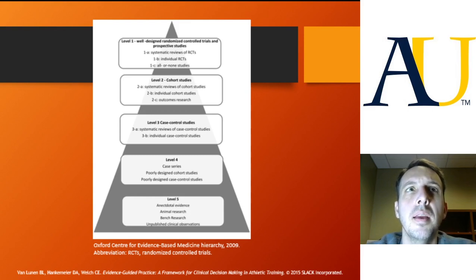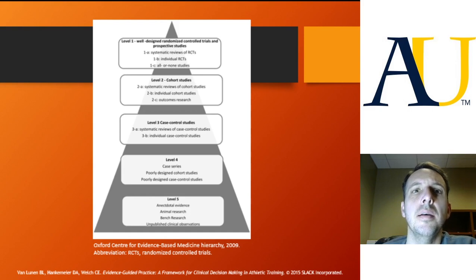But when we look at this, you can see level 1 now is well-designed, systematic, well-designed randomized controlled trials and prospective studies. And then they have the different subgroups that have been associated with that as well. And this is the hierarchy as originally described in 2009.